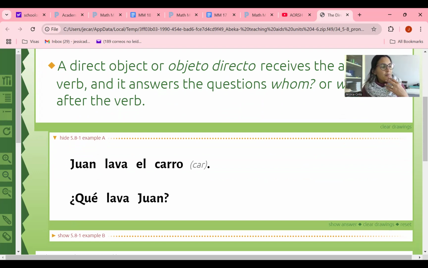Okay, let's look at some examples in Spanish for direct objects, so that you guys become experts identifying them. Okay, Juan lava el carro. What does this mean? Try to practice your vocabulary words here. Juan lava el carro. Okay, that means Juan washes the car. So what is the direct object? Remember, it is what receives the action of the verb. So what is being washed, or what is Juan washing? The car. Okay, so car will be the direct object.